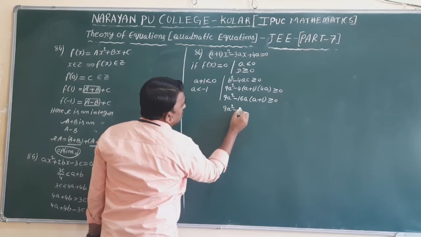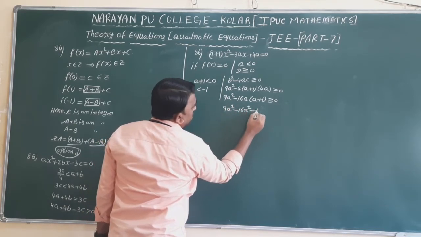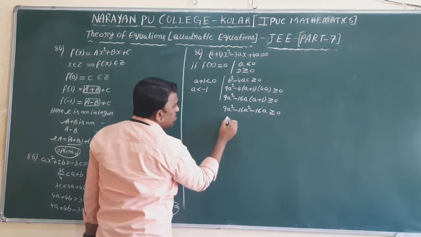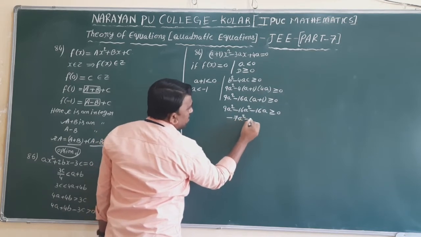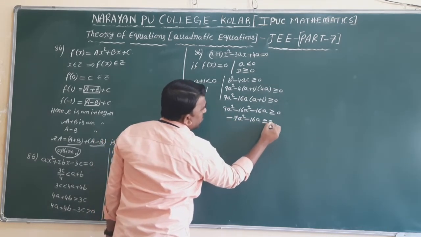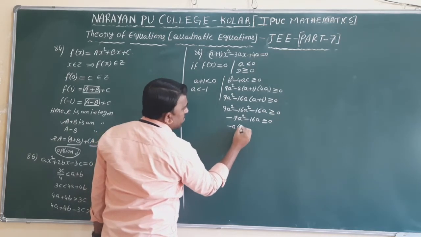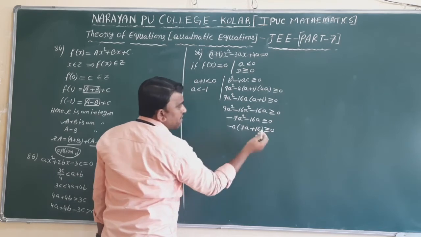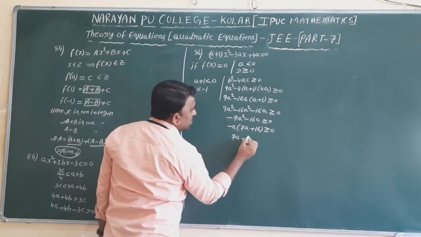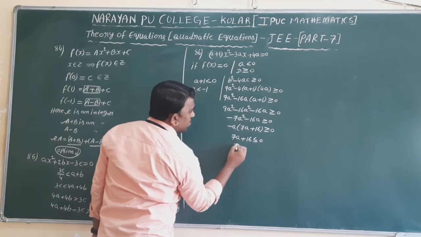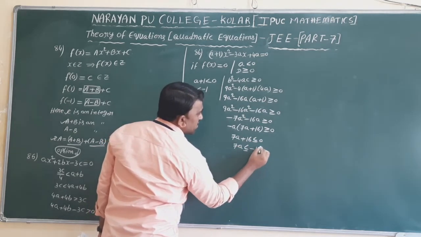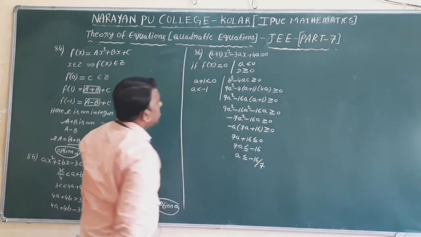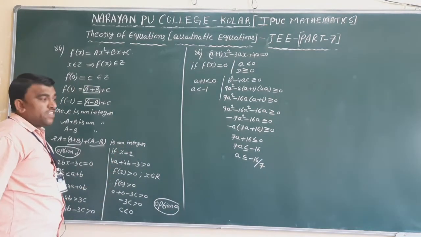9a square minus 16a square minus 16a is greater than or equal to 0. 9a square minus 16a square is minus 7a square. Minus 16a is greater than or equal to 0. Take minus a common: 7a plus 16 is greater than or equal to 0. Divide by minus a: 7a plus 16 is less than or equal to 0. 7a is less than or equal to minus 16. a is less than or equal to minus 16 by 7. So the a value lies between minus 16 by 7 and minus 1.